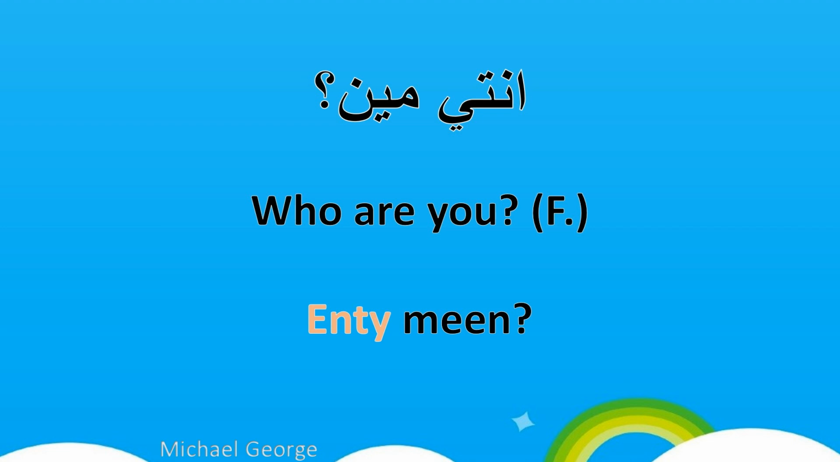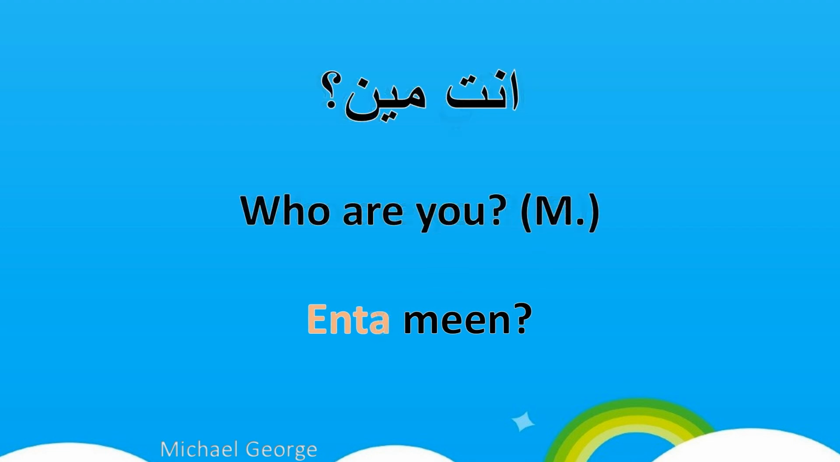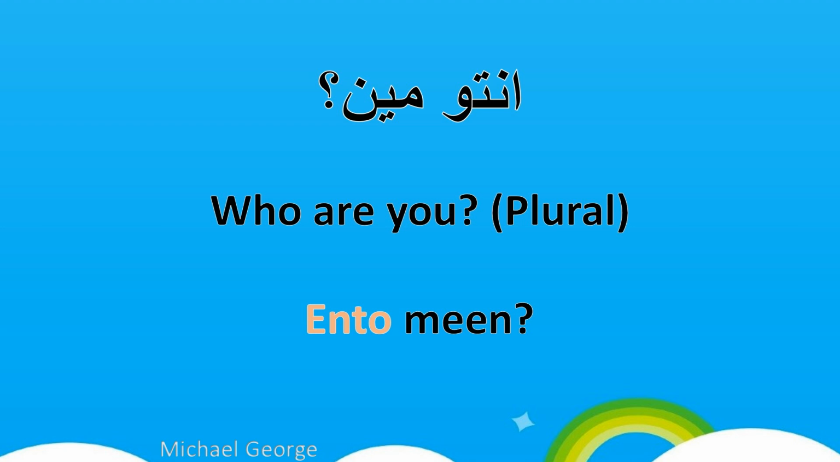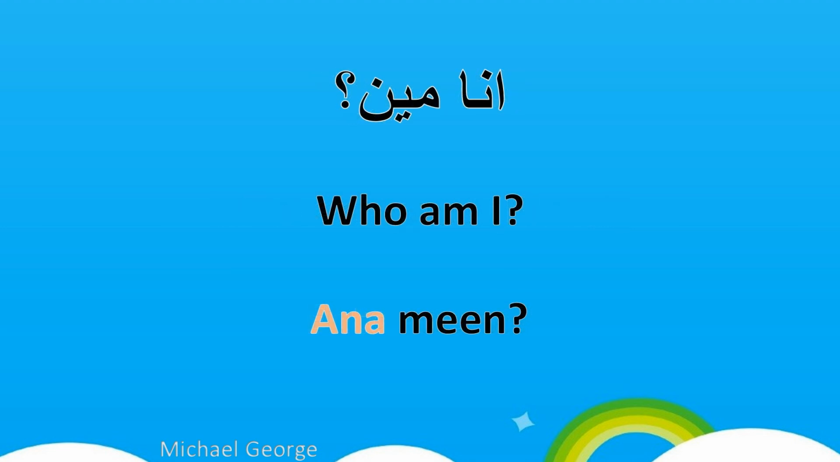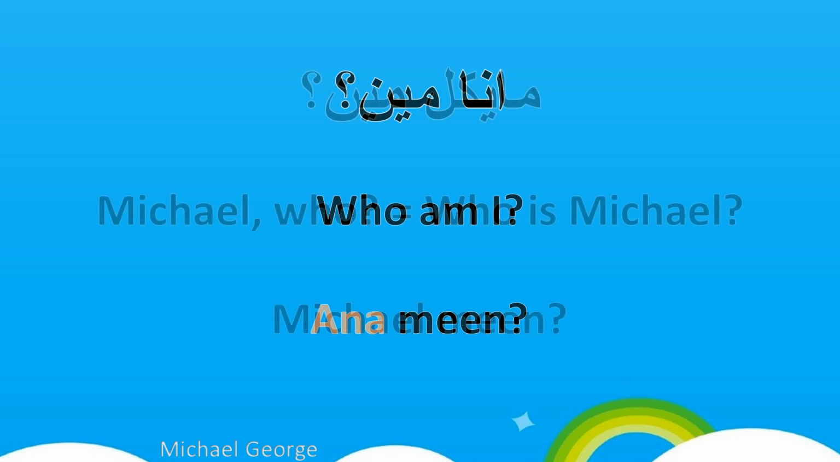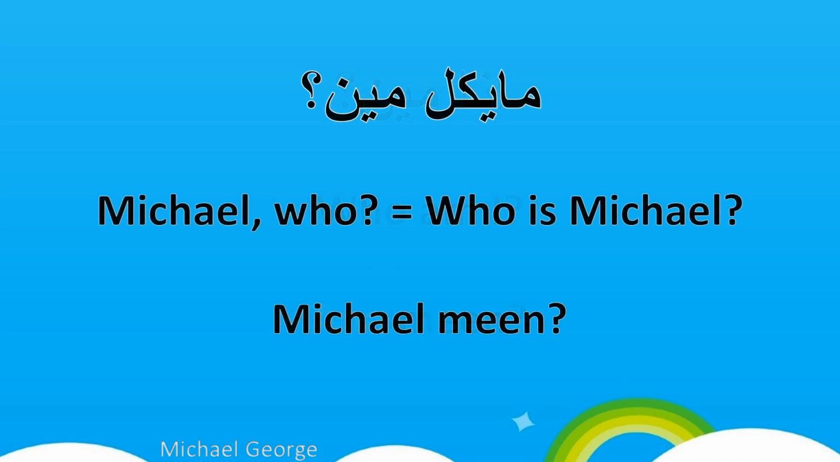This means you can say it to a girl or a woman, and if you would like to say it to a man, you need to make it masculine by saying Enta mean. The plural form is into mean. And also you can ask Ana mean. If you know the name of a person and you still don't know who they are, you can ask a question like that.